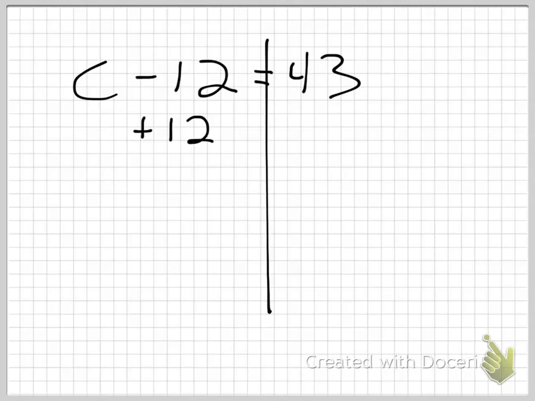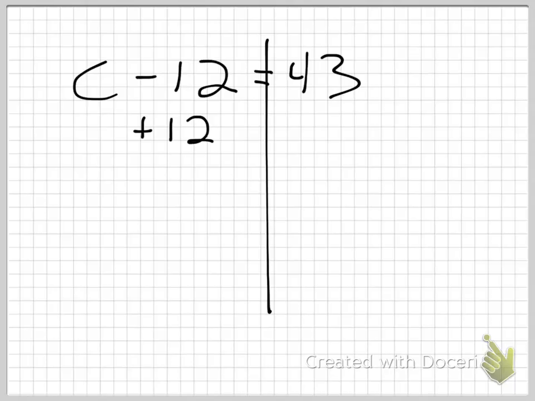Right? What's the rule when I add 12 here? What did I just do? I just made the balance unbalanced. I just added 12 rocks to one side. Right? I just added 12 to one side. What do I have to do? I have to add 12 to the other side.